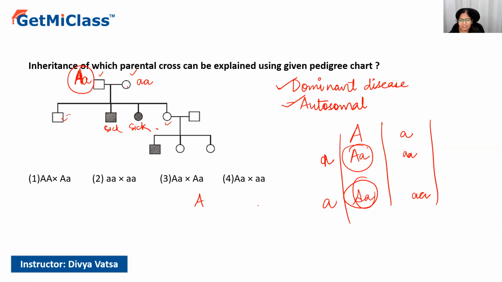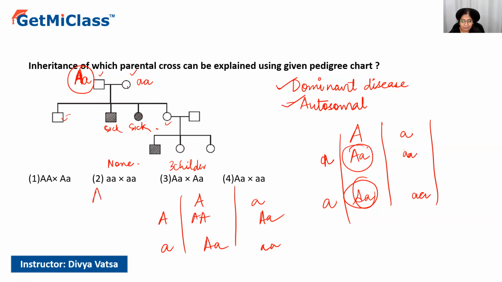If you want to do this, you can try out the Punnett square of this one. So capital A, capital A, capital A, small a, capital A, small a, small a, small a. So if this was the case, then three children would have been affected. If this is the case, then none would be affected.